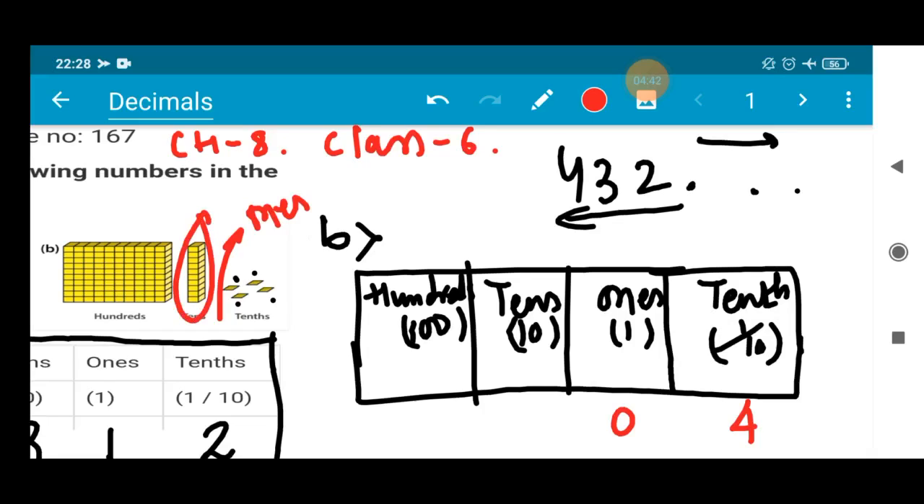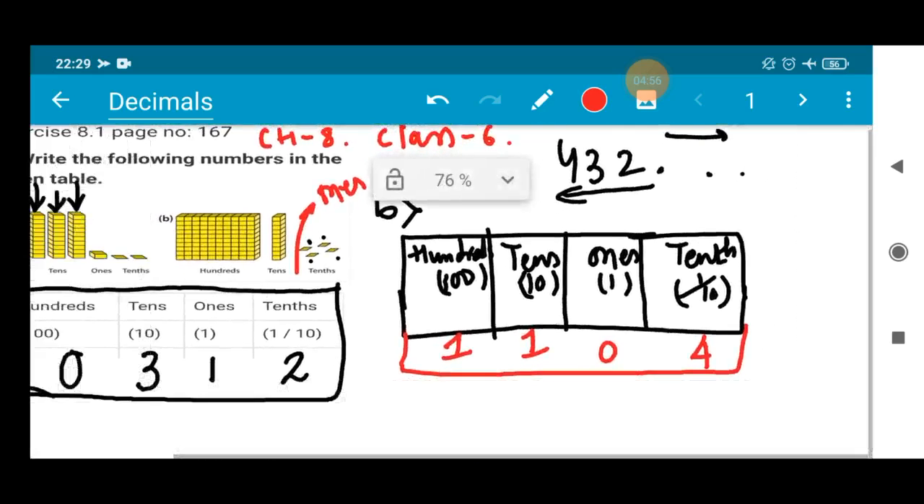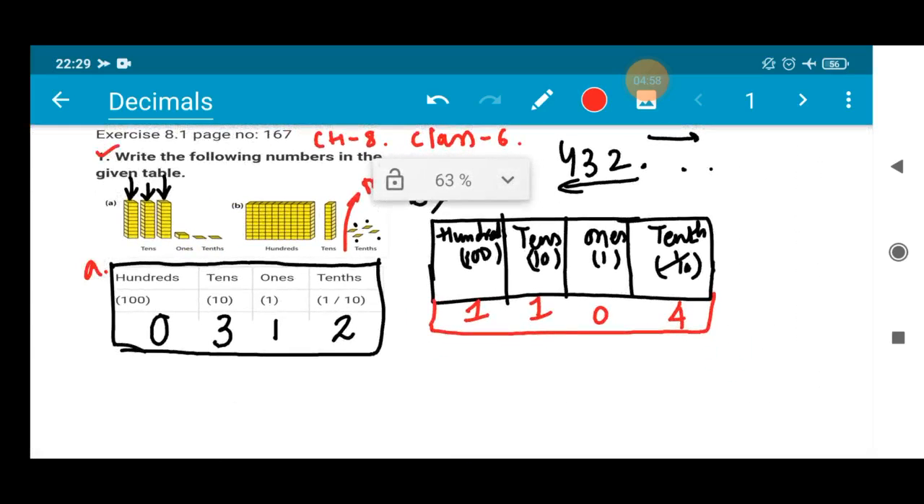Here, what is the rectangular block? Only 1, so simply write 1 in the ones position. Now we have got the 100 position also here, so there is only 1, so simply it is 1. So this is how we should fill the table. I hope you guys understood. Follow the class very properly.